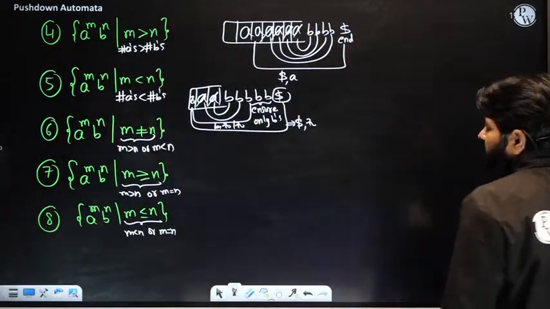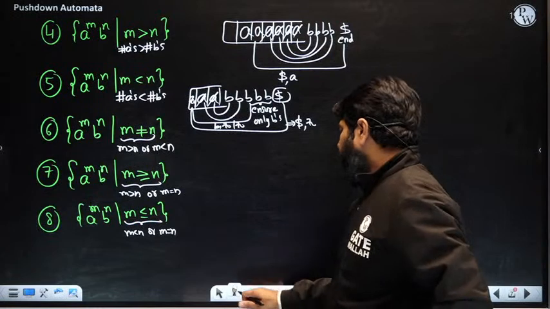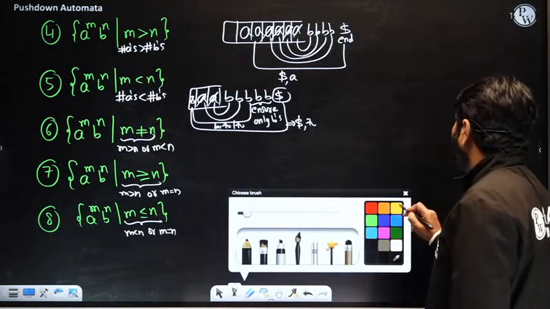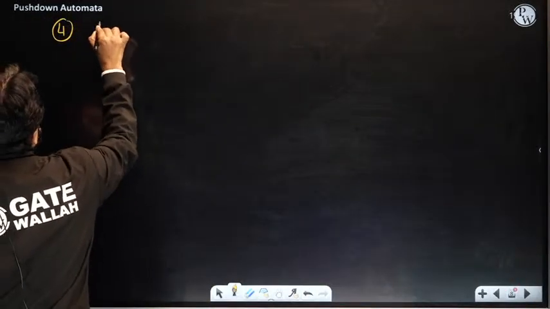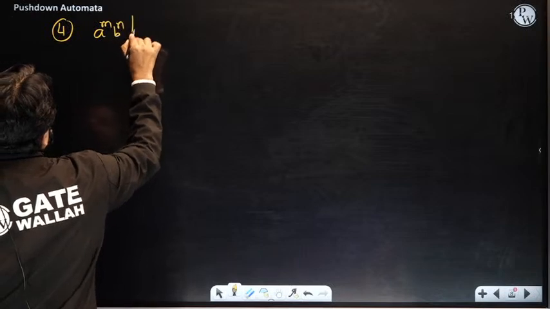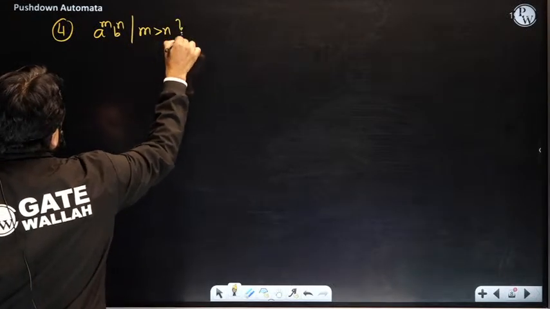Sorry guys, I'm not able to see the chart. I don't know what happened, but let me do the fourth one. The fourth one, greater than A power M. The logics I have explained, I'm just following what I have explained.